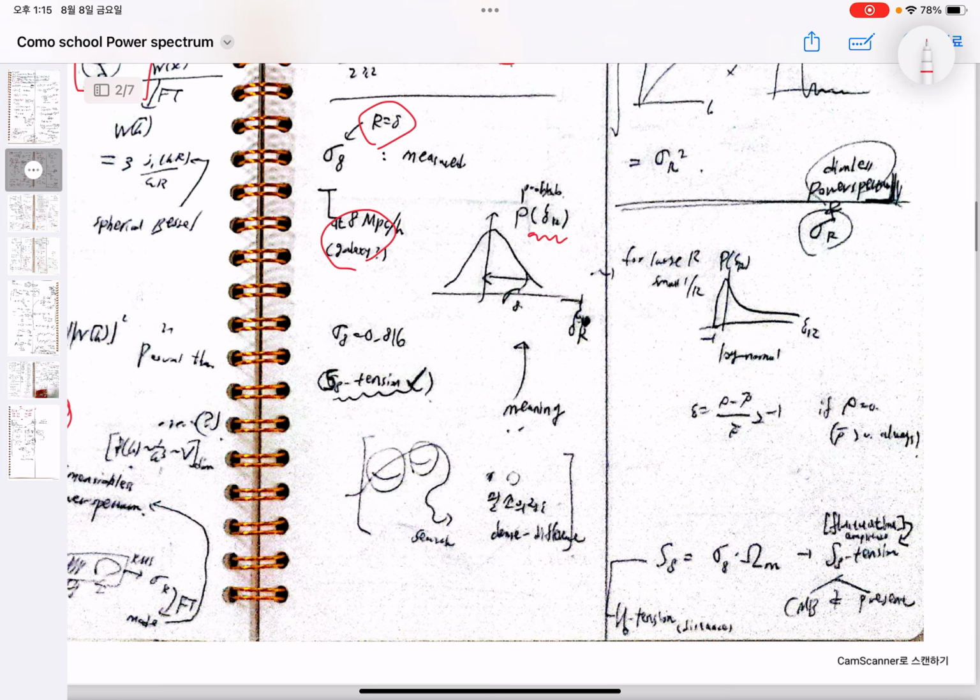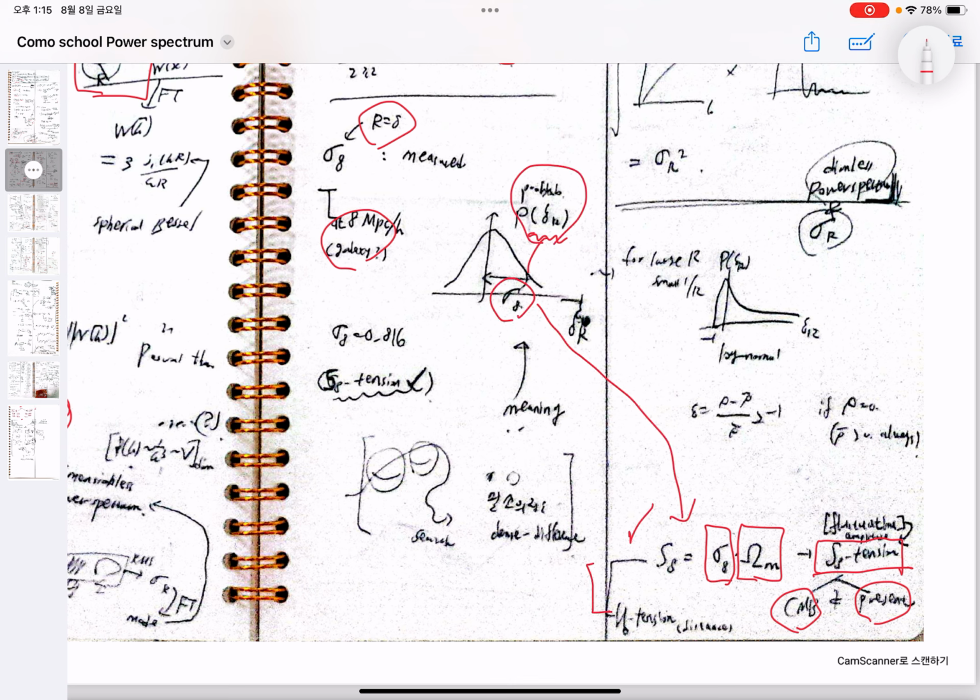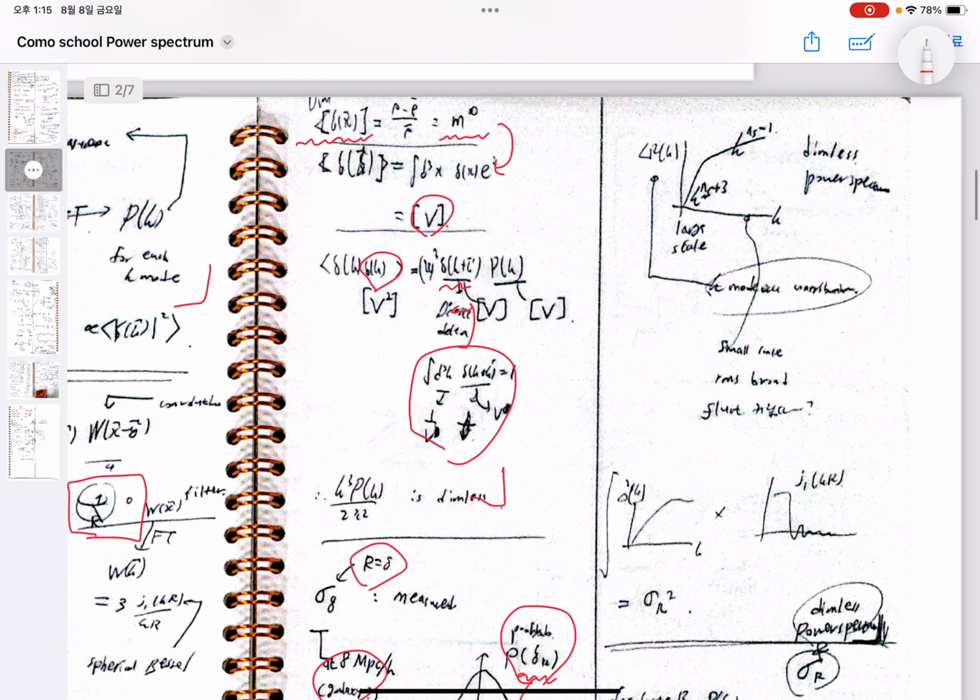And there's the S8 tension. We can measure the combination of the sigma 8 and the matter parameters. And so the S8 tension means that the CMB observation and the present observations are not consistent. So such S8 tension is related with the fluctuations in amplitude, the variance of the density fluctuation. There are also similar tensions, such as the Hubble tension, which is a problem in the distance.